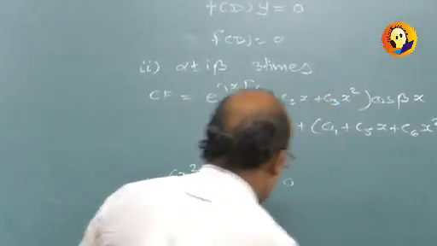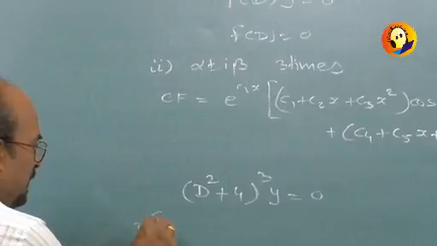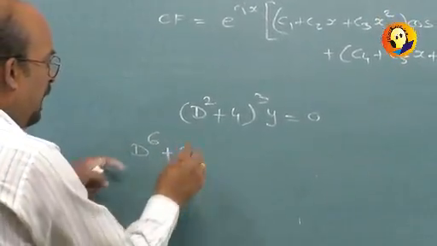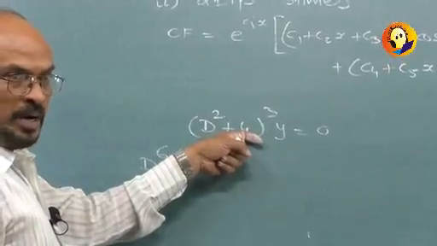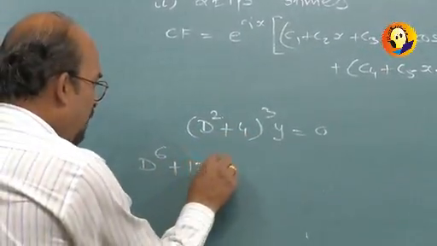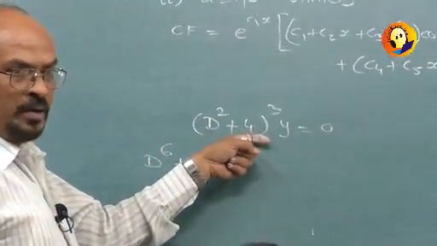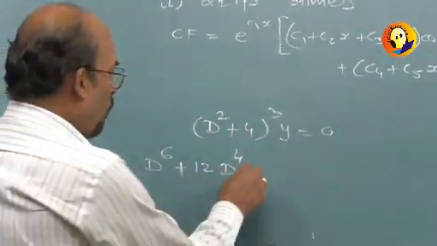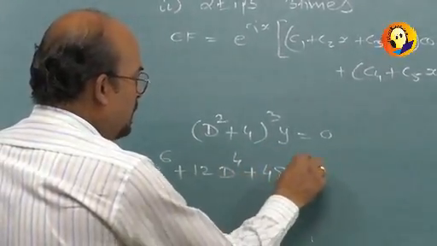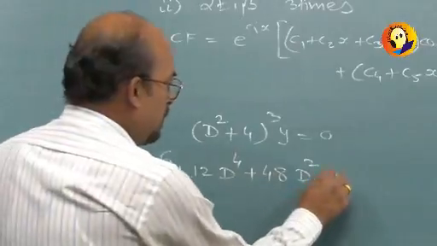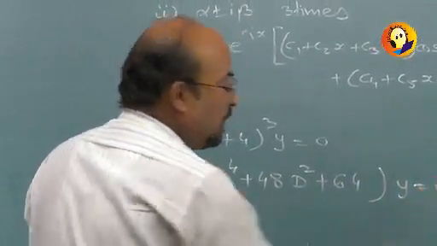The original equation could be in the form, if you make the cube of it, it is going to be d raised to 6 plus 3 times d raised to 4 into 4, right? So it is going to be 12 d raised to 4 plus 3 times 4 square, so 16 into 3, 48 d square plus 64 operating on y equal to 0.